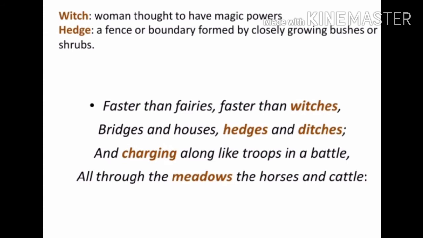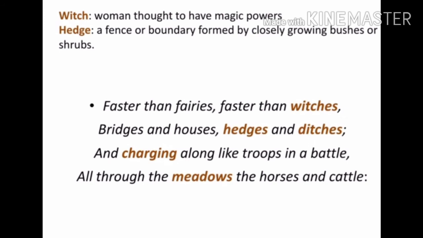Students, you are kindly requested to please note down the difficult words in your classwork books. Side by side, I will be teaching you the poem. The meaning of witch is a woman thought to have magical powers. Hedge means a fence or boundary formed by closely growing bushes or shrubs.